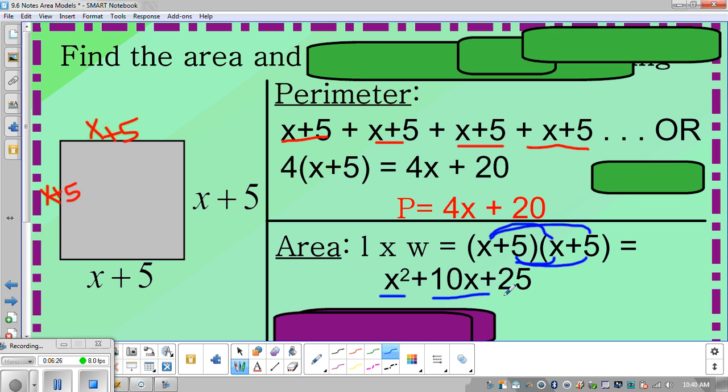Whether you're using the square model, the box model, or you're doing distribution, you should still be able to end up at x squared plus 10x plus 25. Take a moment, make sure you are okay with perimeter versus area. When you're ready to practice a new example, move on to the next page.